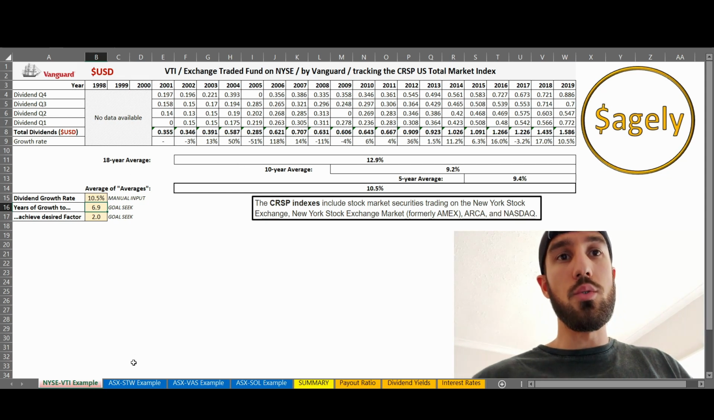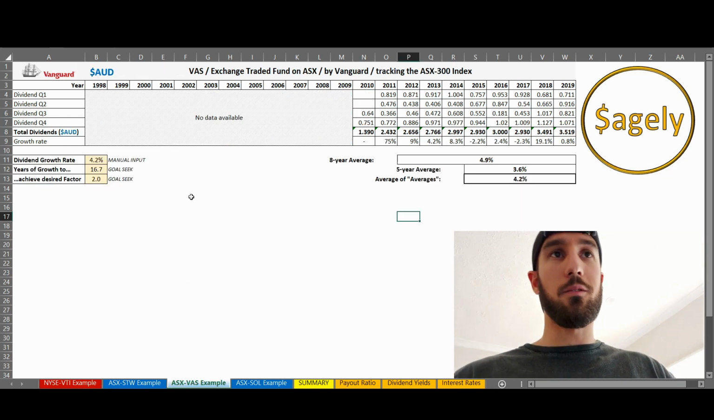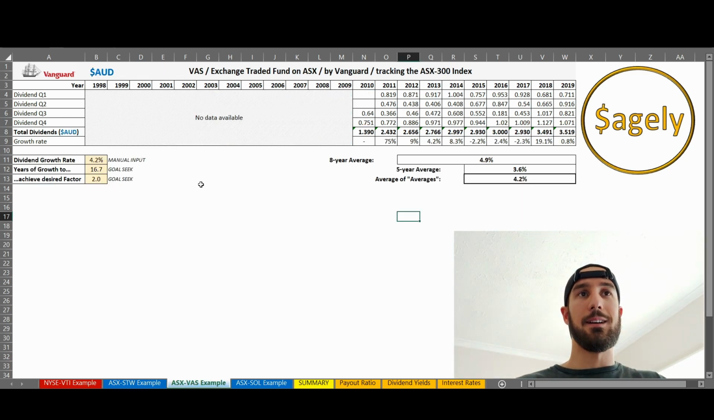Let's jump to the ASX example, okay? So initially, guys, I first started off with one of my favorite funds on the ASX, which is the VAS.